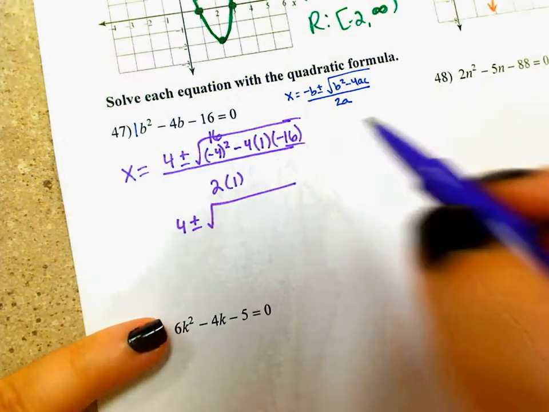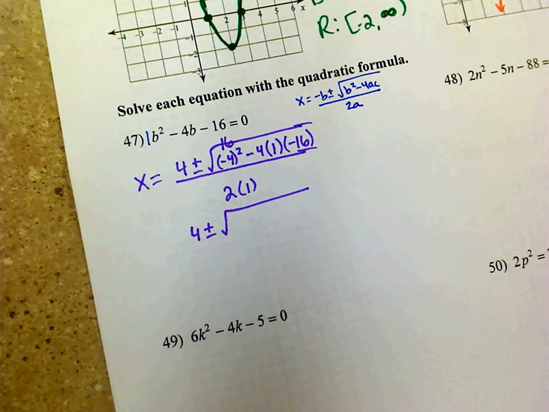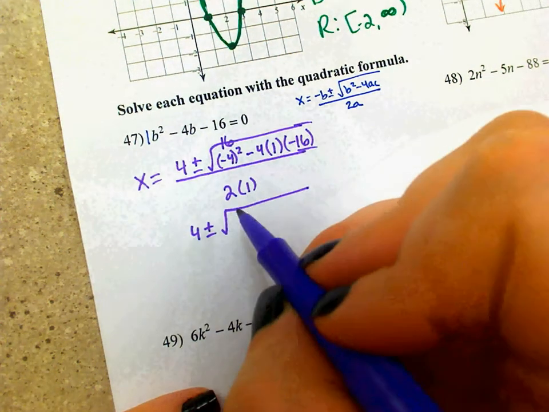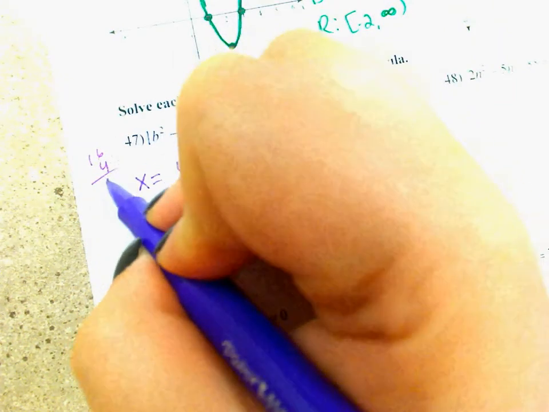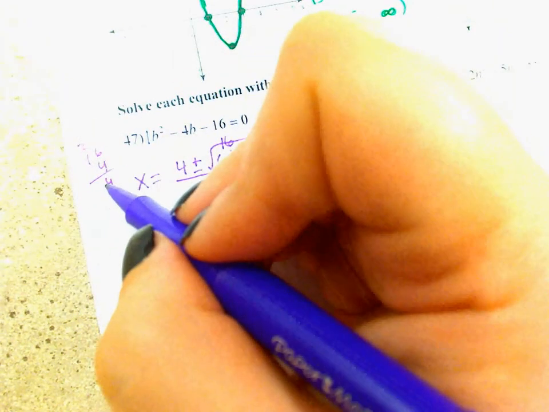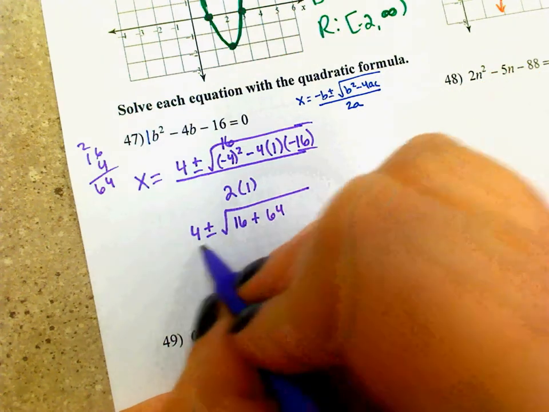-4 times -16 is a positive 4 times 16. You could think of it as 16 plus 4 16s is 5 16s. 5 16s is 80. Or you can say 4 times 16 is 64, and that makes sense. 16 plus 64 is 80. That's what I said. 4 plus and minus the square root of 80 all over 2.